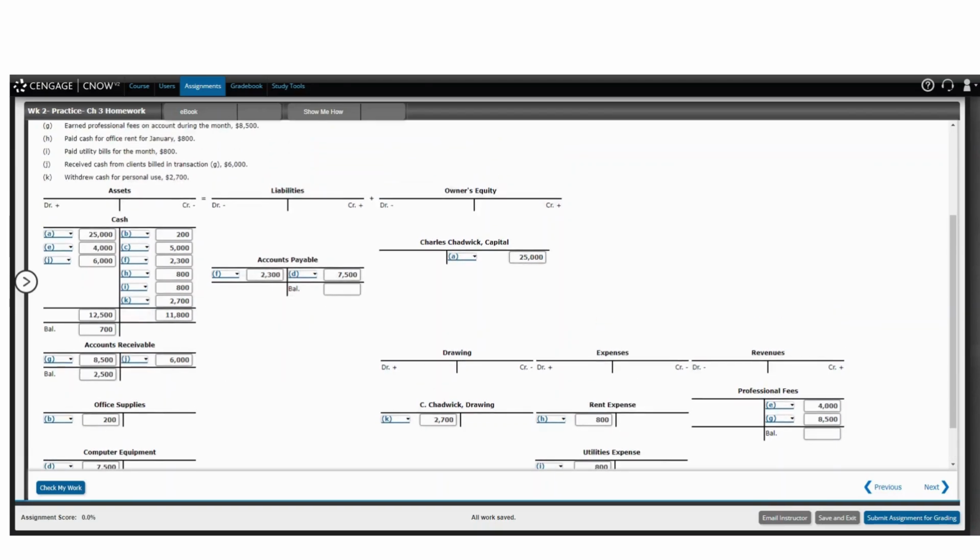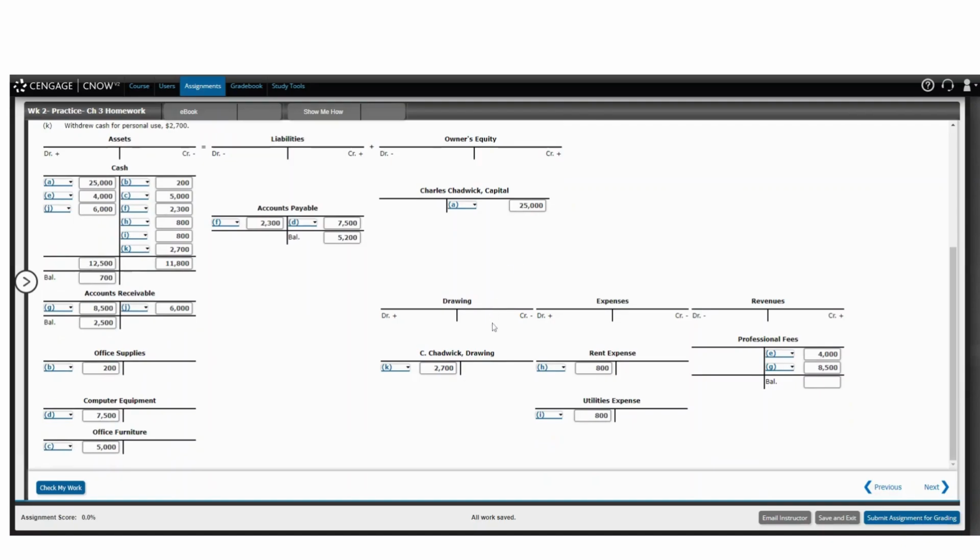Okay, so looking at my liabilities, it's flipped. It looks a little bit different than what we just did for accounts receivable. Okay, so I had a balance of 7,500, and then I made a payment in the amount of 2,300. So I'm going to subtract 7,500 minus 2,300. That gives me 5,200. Okay, capital stays as it is, drawing stays, expenses stay, my professional fees, my revenues.